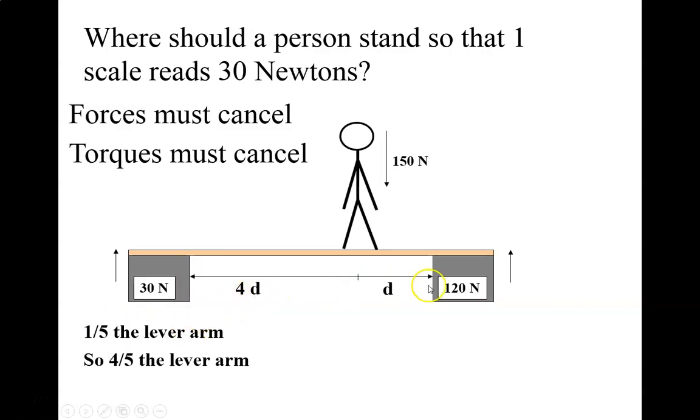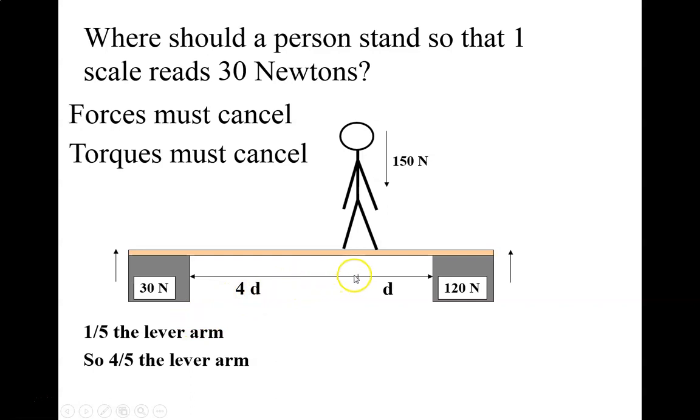So if this is 4 times the force, then this has to have 4 times the lever arm. So I'm going to call this distance D, and this distance 4D. So when I multiply these two together, D times 120, I get 120D. 4D times 30 gives me 120D. So everything balances out. The torques are going to cancel.